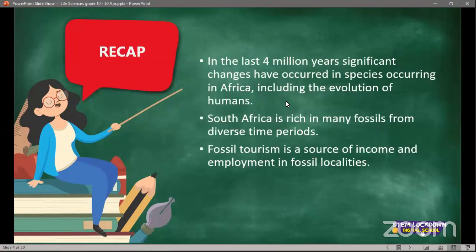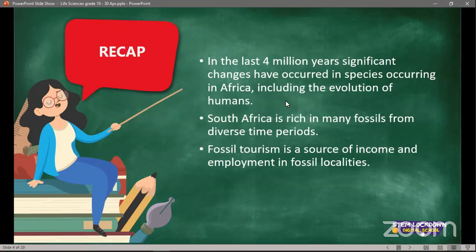So just to quickly recap, yesterday we ended off on the history of life on Earth. We finished that section. And we said that in the last 4 million years, significant changes have occurred in species occurring in Africa, including the evolution of humans. And that South Africa, as we know, is very rich in many fossils from many diverse time periods.